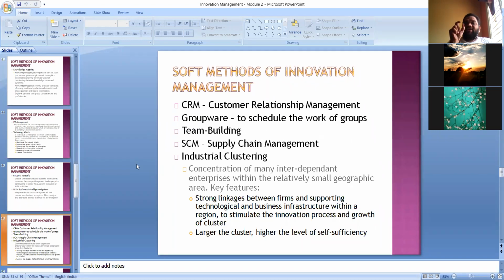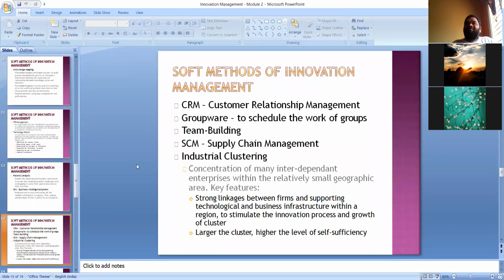See that word, interdependent enterprises within a relatively small geographic area. We are going to concentrate on these interdependent enterprises, meaning the firms, the organizations. Interdependent organizations means the organizations or industries which depend on others. Now let me give you some examples of what depending on others means.